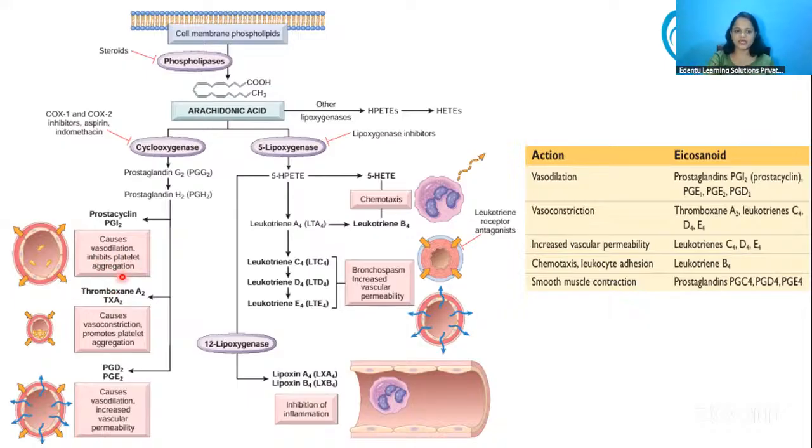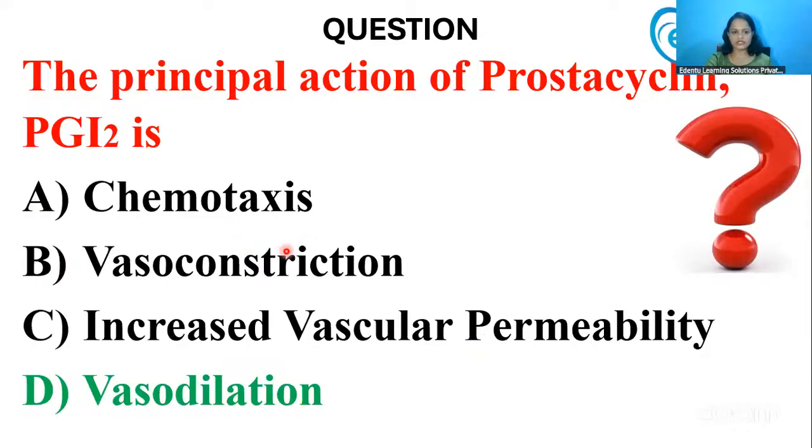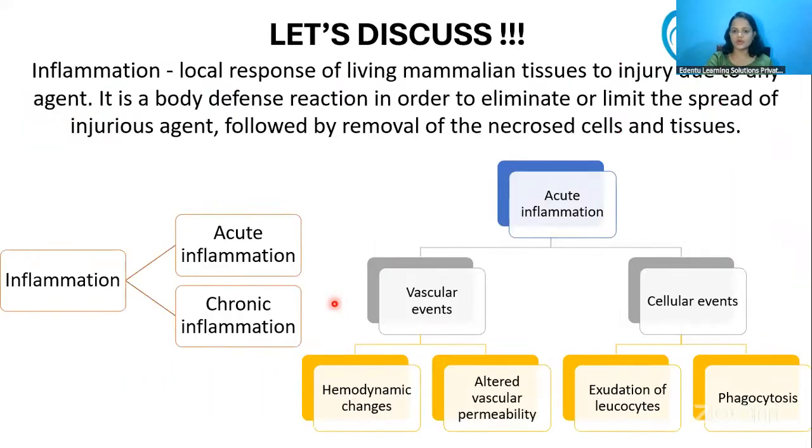Then the next action is that it inhibits platelet aggregation. So it will not allow platelets to get aggregated at a particular point of injury. These are the main functions of prostacyclin or PGI2. So the question was, what is the principal action of prostacyclin? It's not chemotaxis, no. It's not vasoconstriction, no. It is not increased vascular permeability, no. It is mainly involved in vasodilatation.